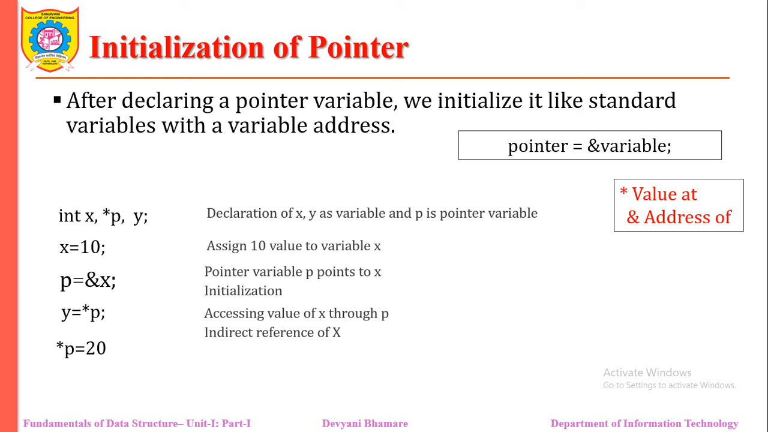When we say star p is equal to 20, this indicates that the value 20 will be given to x. Star p means the value at p. What is p? P is containing the address of x. So the value at address of x, which was 10, becomes now 20. This changes the value of variable x indirectly.